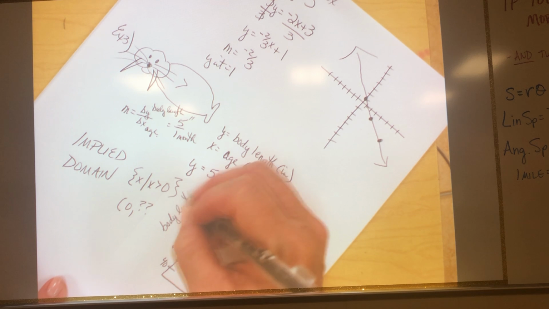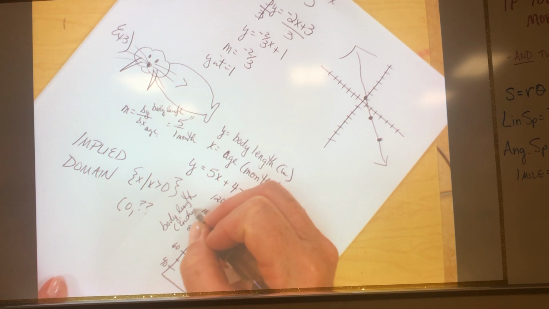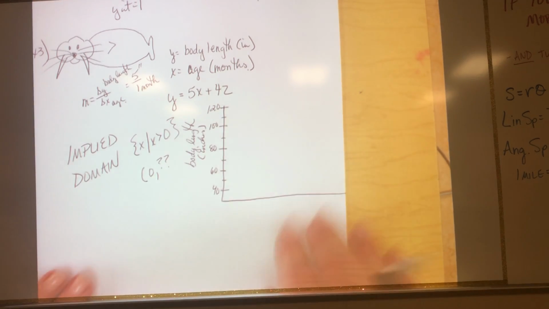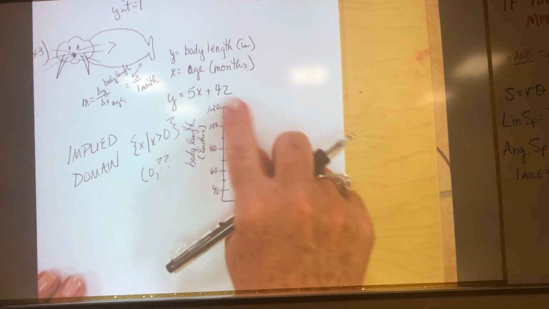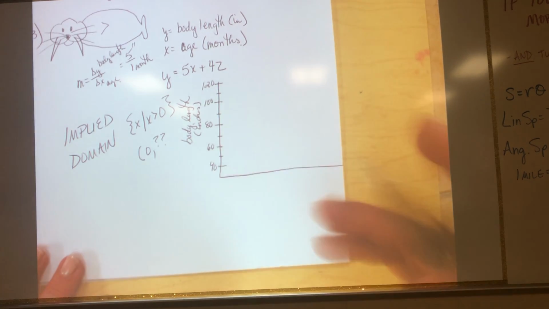Always label your axis so people know what it is. And it's also in inches. So we're talking about inches there now, not feet. Oh my word, what if he was 42 feet when he was born? That would be like prehistoric or something.